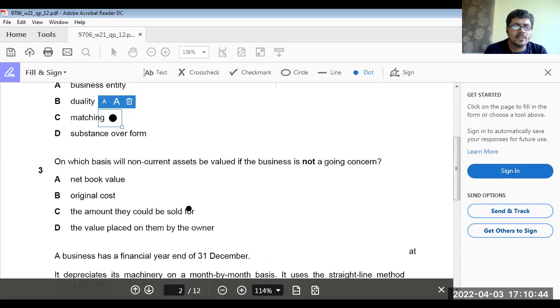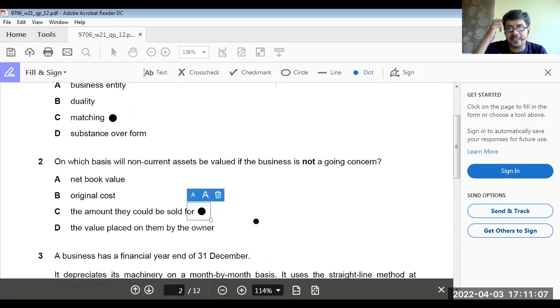On which basis will non-current assets be valued if the business is not a going concern? This means if the owner wants to close the business, he is not going to value the non-current asset on net book value, but on the amount they could be sold for, because he is going to liquidate the business. Getting my point clear? So C option is the answer. Now come to question number 3.